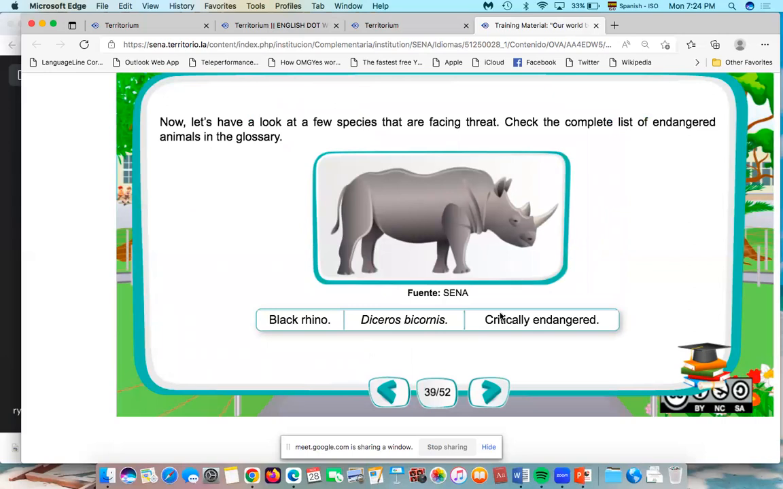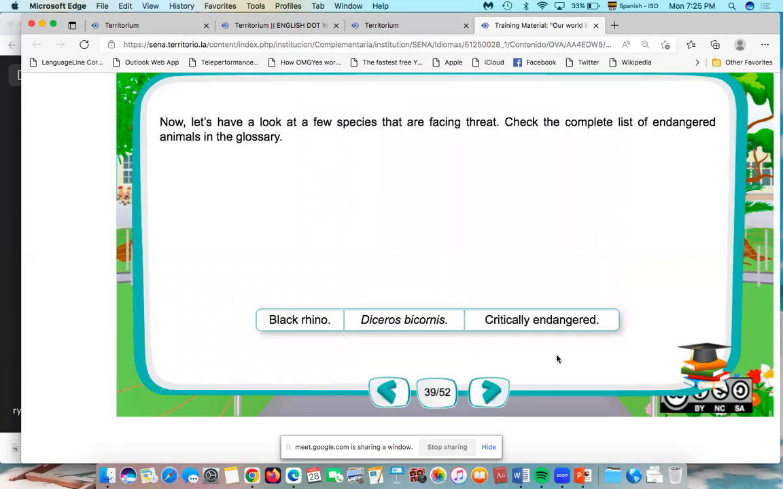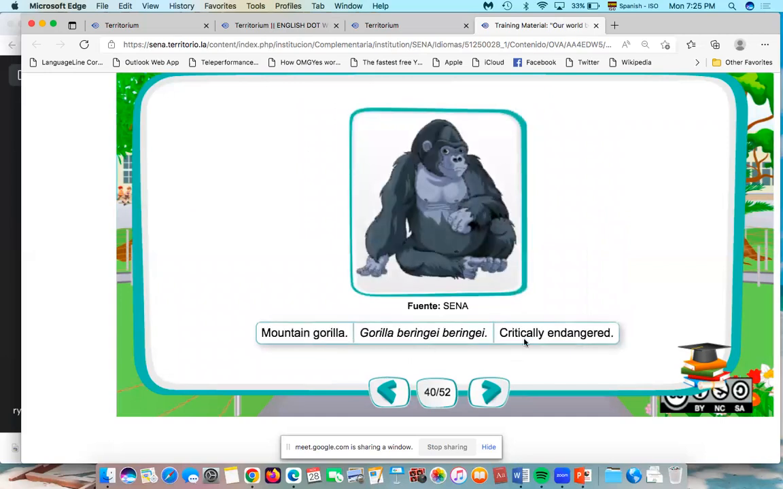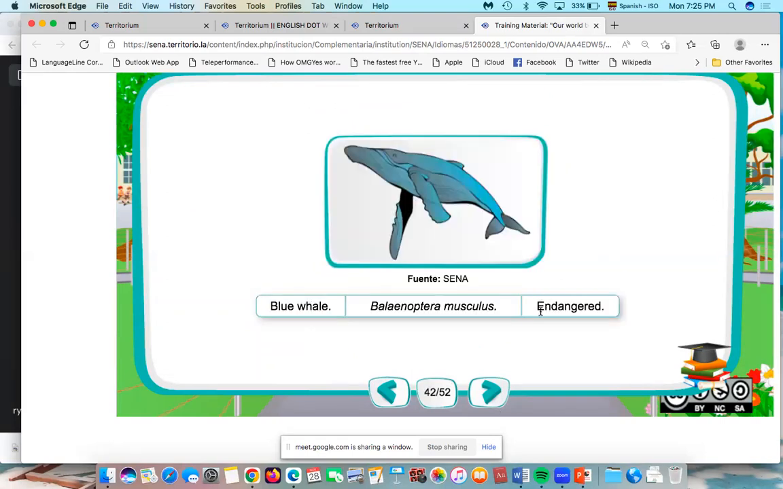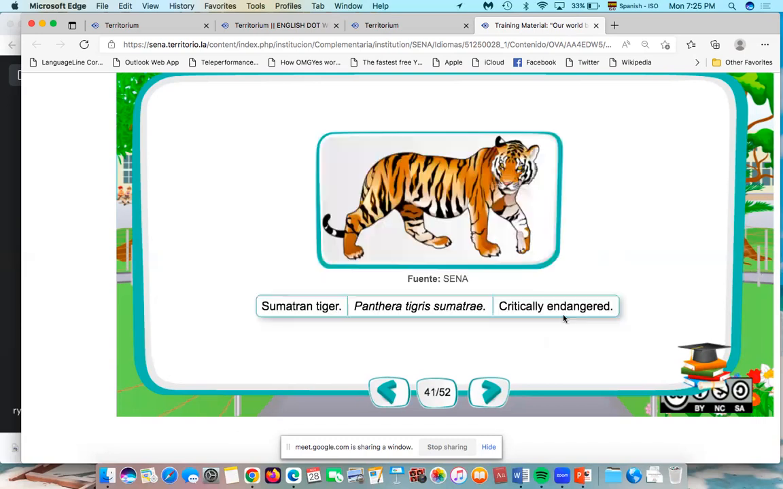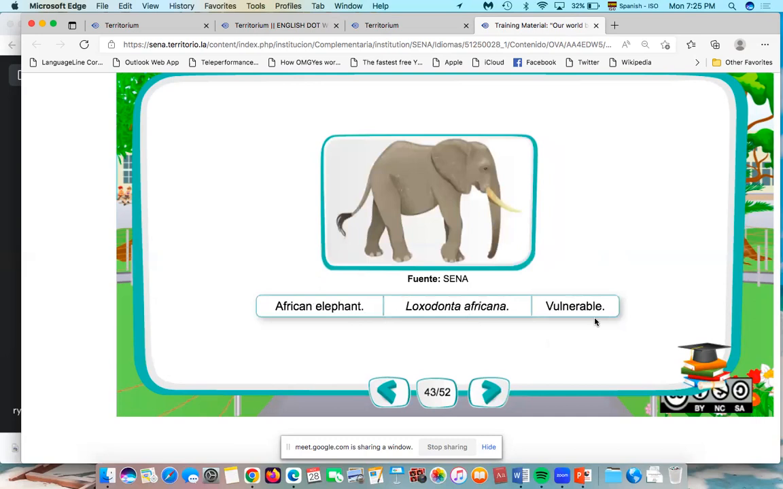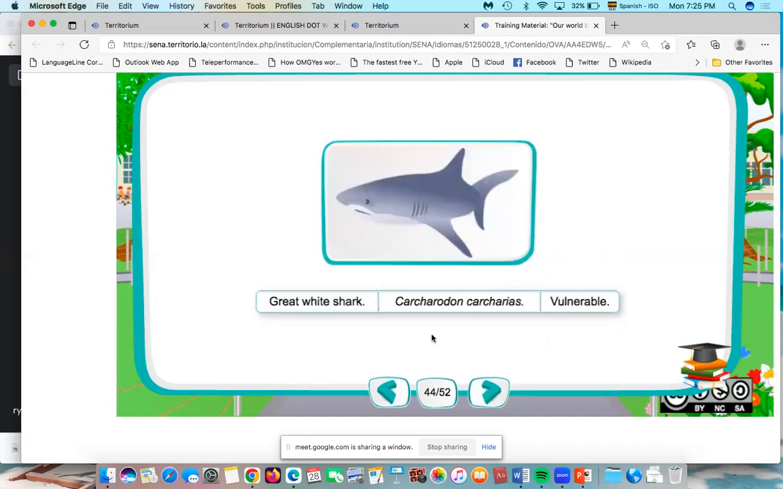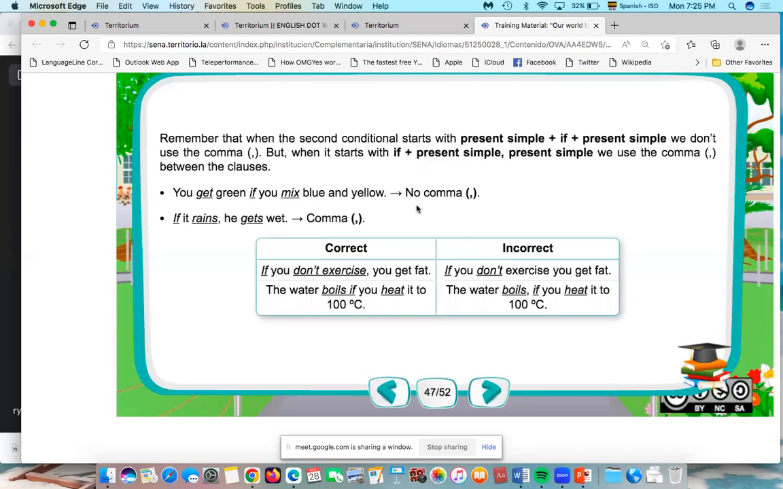So here, what they are going to give us is some information about each one of these species. So you can see here that black rhino, it's critically endangered, mountain gorilla, critically endangered, yes. Sumatran tiger, critically endangered as well. The blue whale is endangered. There is a difference between critically endangered and just endangered, yes. Okay, and then the African elephant, vulnerable, right? And then we have great white shark, vulnerable, no están en extinción, pero sí son vulnerables, hay que protegerlos, right? So that is kind of the point. Galapagos penguin, endangered, okay? Good.